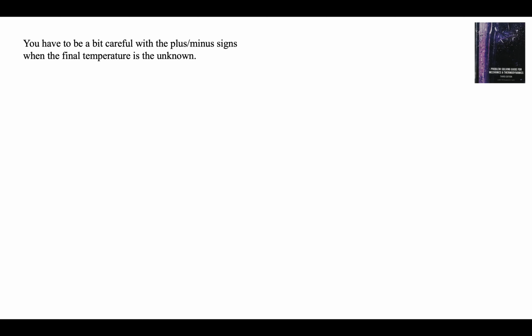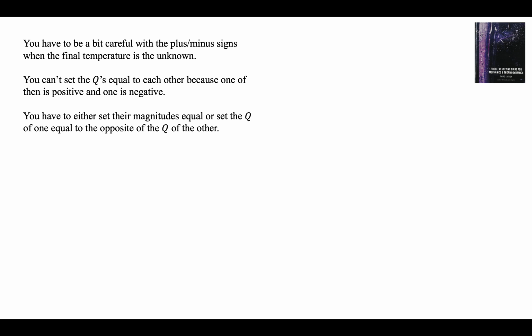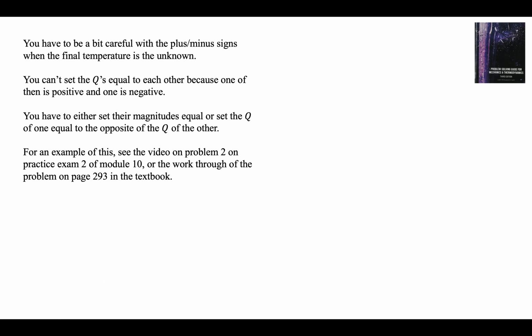You have to be a bit careful with the plus and minus signs when the final temperature is the unknown, because you can't set the Q's equal, because one Q is positive and one is negative. So you can set one equal to the negative of the other, or you can set their absolute values the same, either way. But it should make sense.